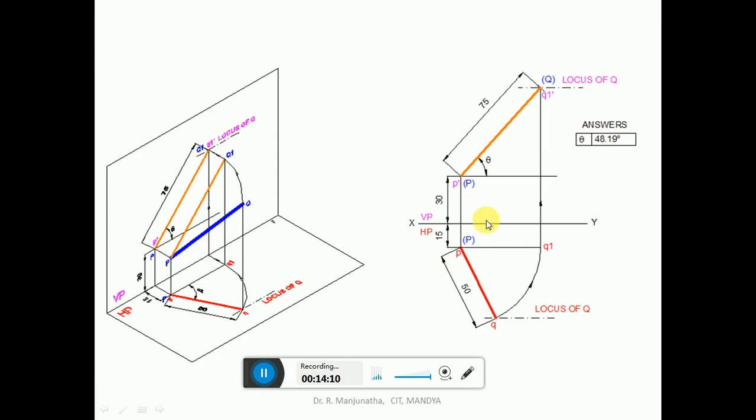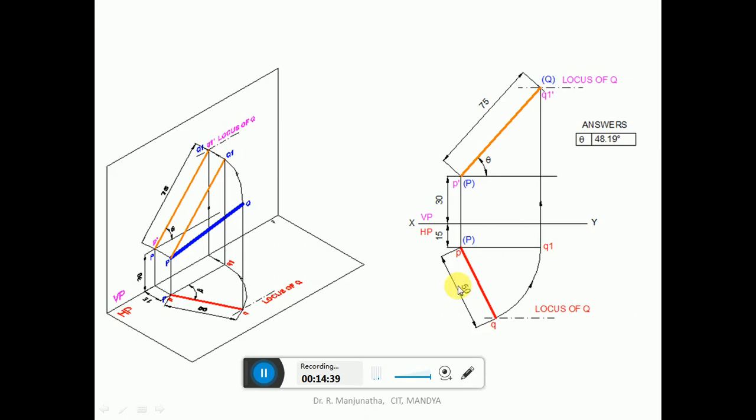In the first step, we locate P dash and P, 30 mm above HP and in front of VP. Then you make the top view line parallel, which is 50 mm, and then draw a vertical projector to the front view and measure 75 mm and cut an arc on this. You are going to get this Q1 dash, and Q1. So you will get this P dash, and this is the inclination which you measure, which will be 48.19.